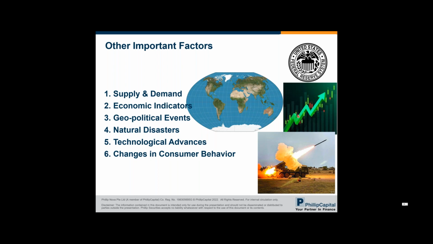Political and geopolitical events can also have an impact on commodity prices. If there is political instability in a major producing region, it could disrupt the supply of a commodity and lead to price increases. Case in point are the impacts of the Russia-Ukraine war and the US-China trade war.